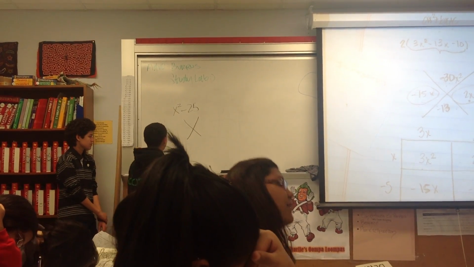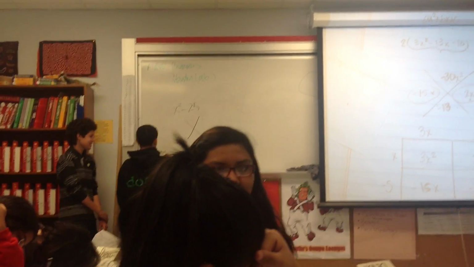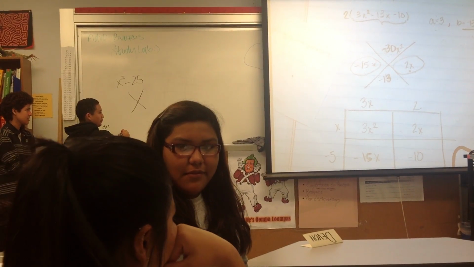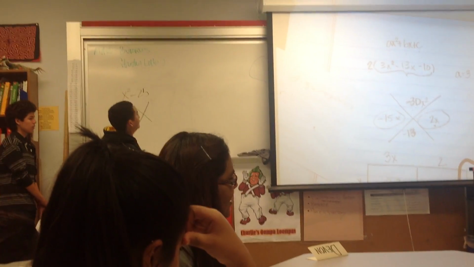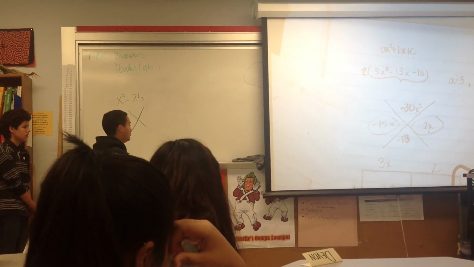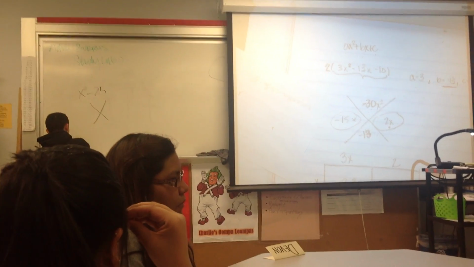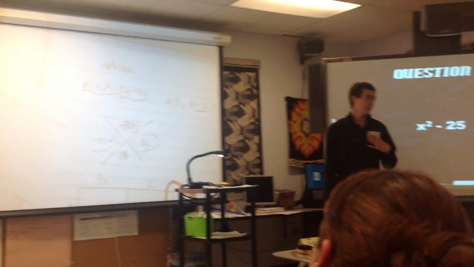Alright, and then what is the 25? Which letter would that be? B. Look at the... C. C. B is 0. C. There you go. Why is it C and not B? Because there's no B. Why is there no B? Because it's missing the middle part.